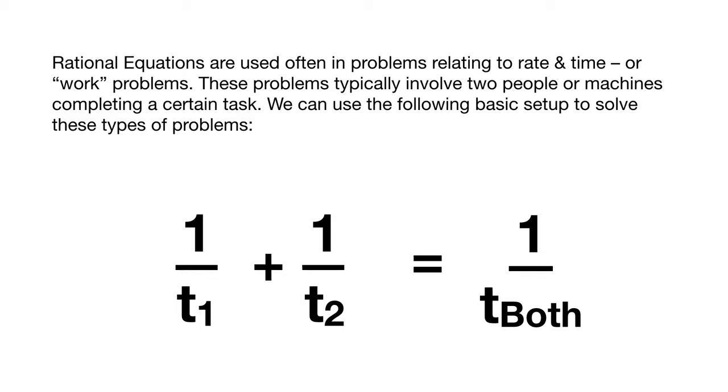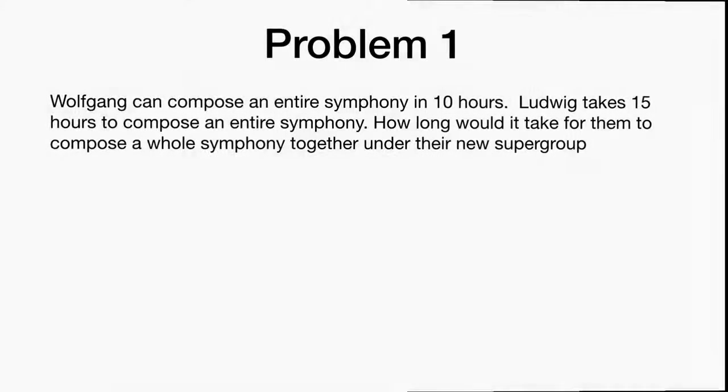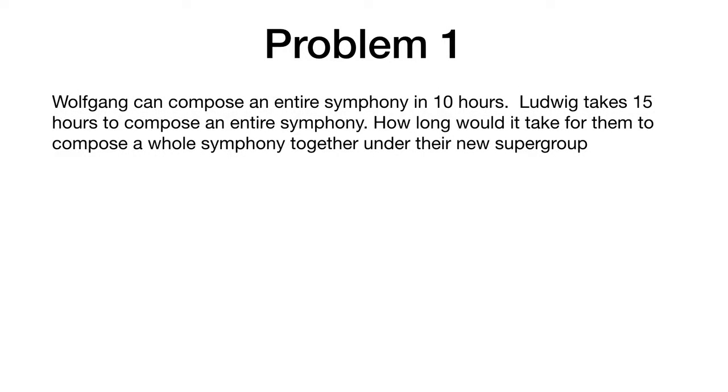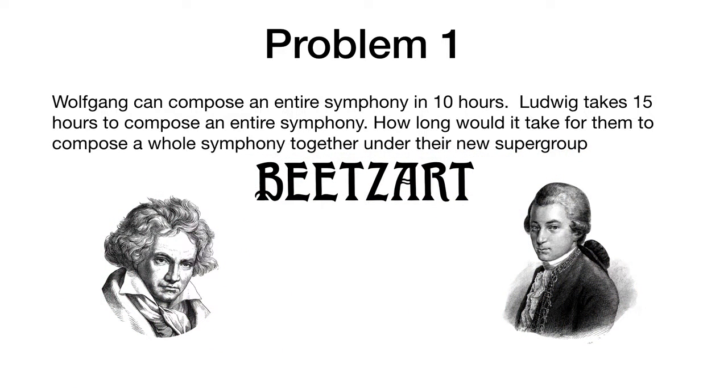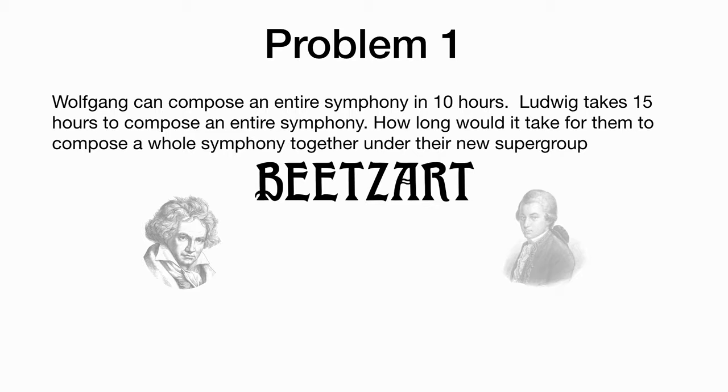Now, here's an example problem. Wolfgang can compose an entire symphony in 10 hours, whereas Ludwig takes 15 hours to compose an entire symphony. How long would it take for them to compose a whole symphony together under their new supergroup, Beatsart? That's our question. Let's find out.